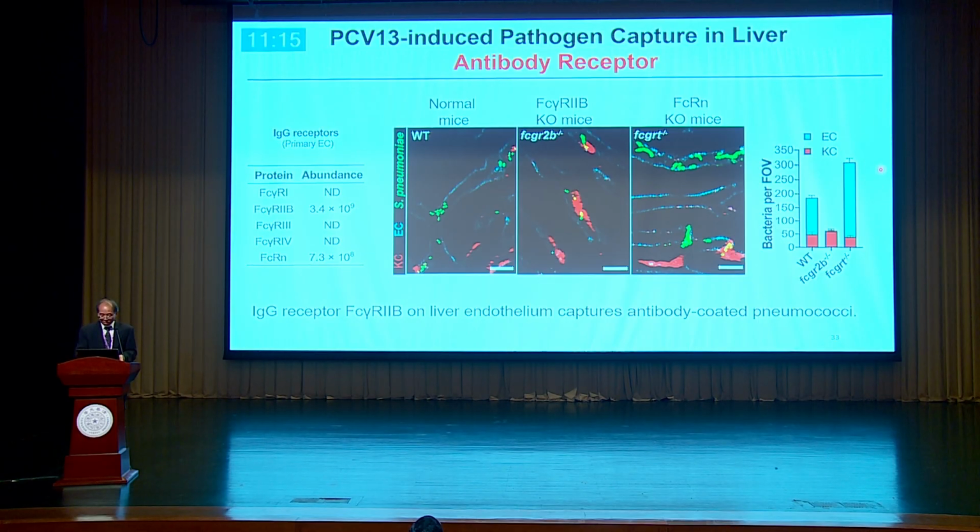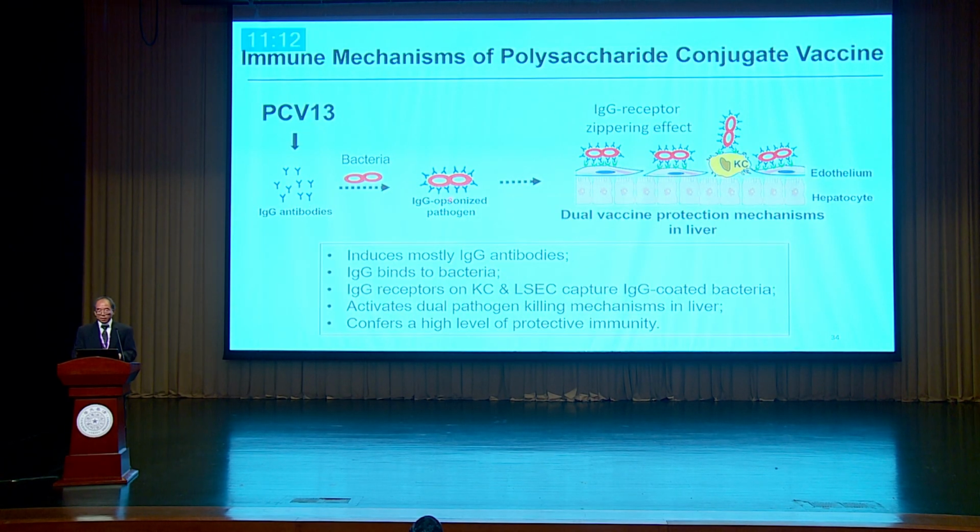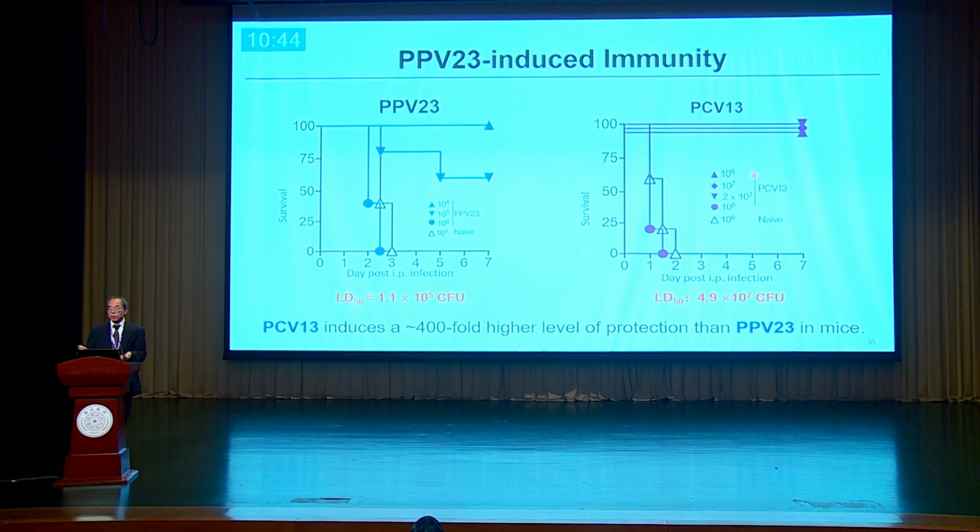Okay. So let me summarize this part. If you have PCV, or conjugate vaccine, immunized mice, they produce IgG antibody. This will label the bacteria, and it will end up attaching bacteria predominantly to endothelial cells, and some of the bacteria will also attach to Kupffer cells. The bacteria will be killed in the liver. Okay. Now let's see what happens with the polysaccharide vaccine, because it has been used in senior individuals in the States and many other countries.